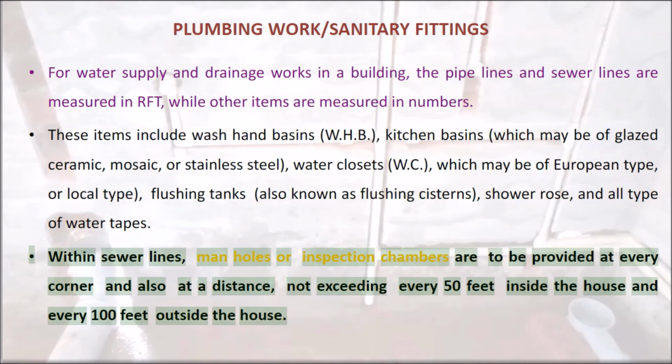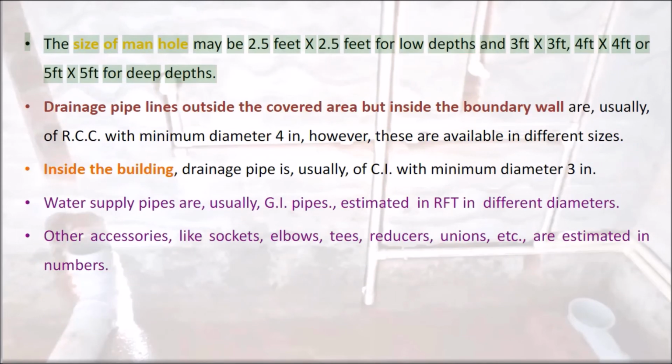Within sewer lines, manholes, or inspection chambers are to be provided at every corner and also at a distance not exceeding every 50 feet inside the house and every 100 feet outside the house. The size of manhole may be 2.5 feet x 2.5 feet for low depths and 3 feet x 3 ft, 4 feet x 4 ft, or 5 feet x 5 ft for deep depths.